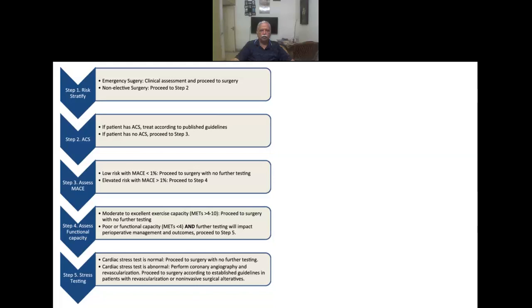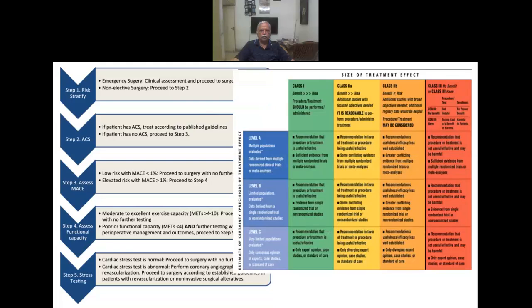Step four is the functional capacity assessment. METs more than four, proceed to surgery; less than four, further testing. And step five is stress testing. This is mainly with an aim at IHD. It is not covering anything about valvular heart disease or arrhythmias or cardiomyopathies. So this is mainly an evaluation for patients with IHD. Here is what is mentioned about the class of recommendation and level of evidence.